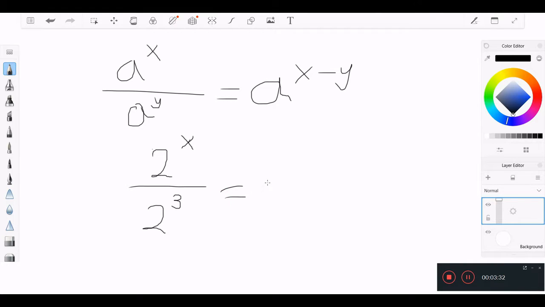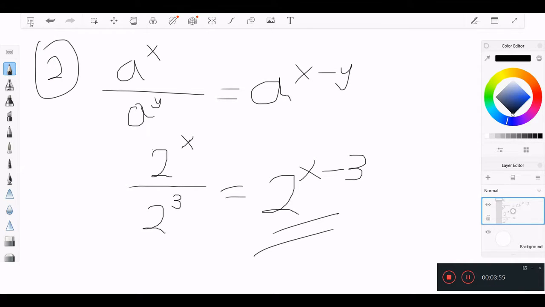So can you guys give me the answers? I think you guys are good at it. I think you should know the answers. This is very straightforward and simple. So this is the answer. This is the second rule, the second property.